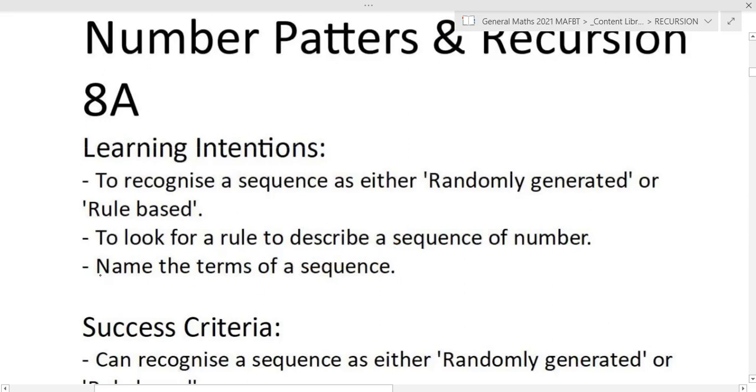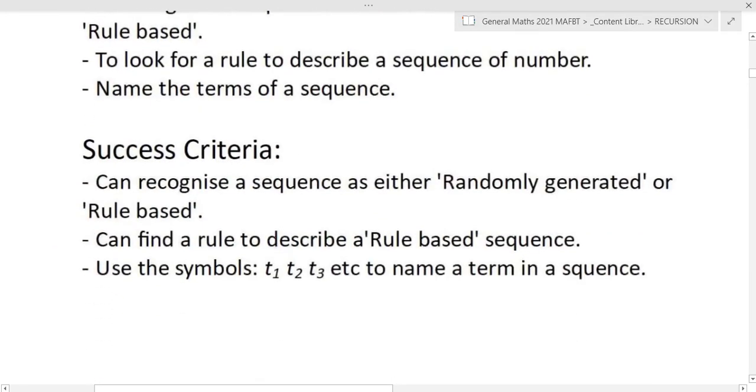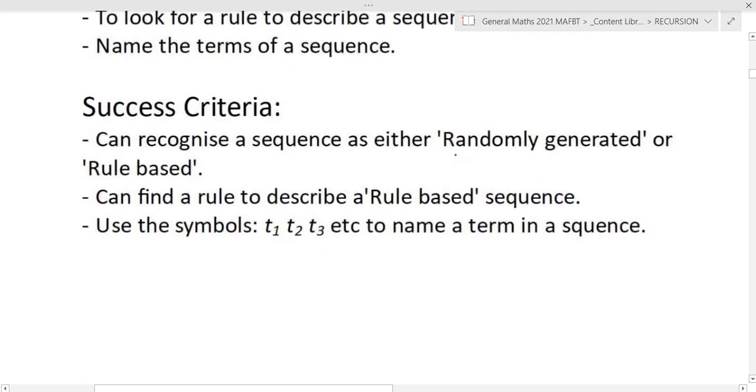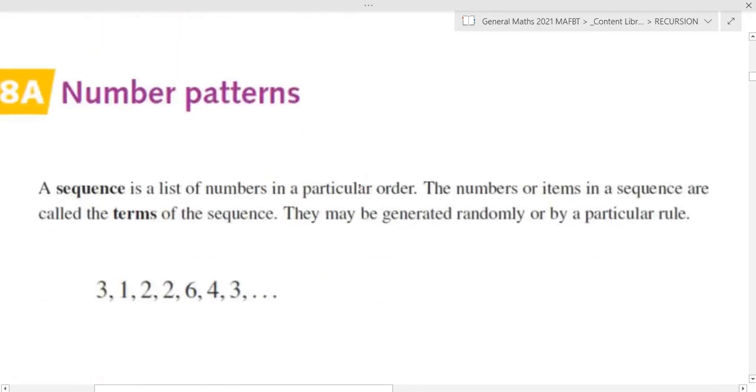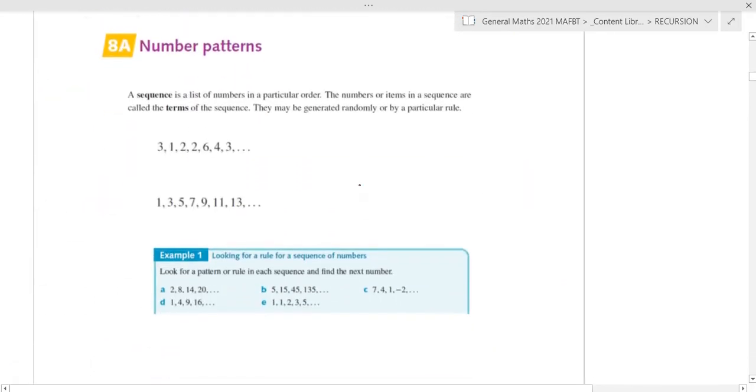Okay? We're also going to figure out how to name your terms. So this is where people are like, oh, what's T1? What's T2? What does A mean? That's what this means. Okay? We're going to name these patterns. And obviously, as a success criteria, you're going to be able to figure out whether something is random or rule-based, whether you can find some sort of rule for that number pattern, and you'll be able to use these symbols as a way to name your terms. Okay, so that's what we're focusing on. So let's go to 8A, that page here.